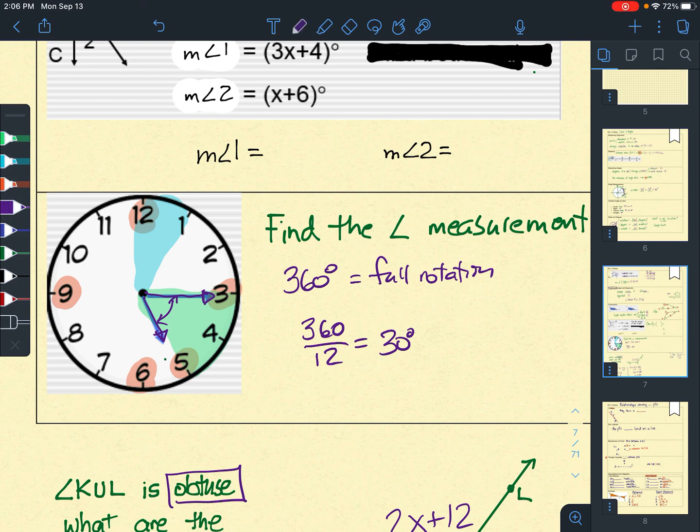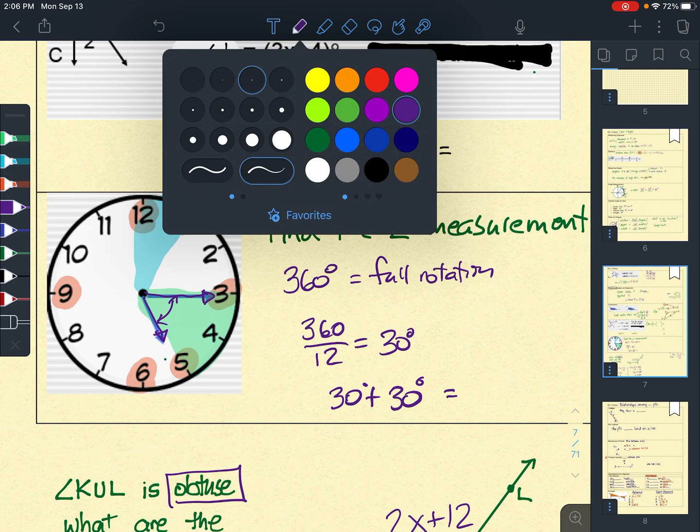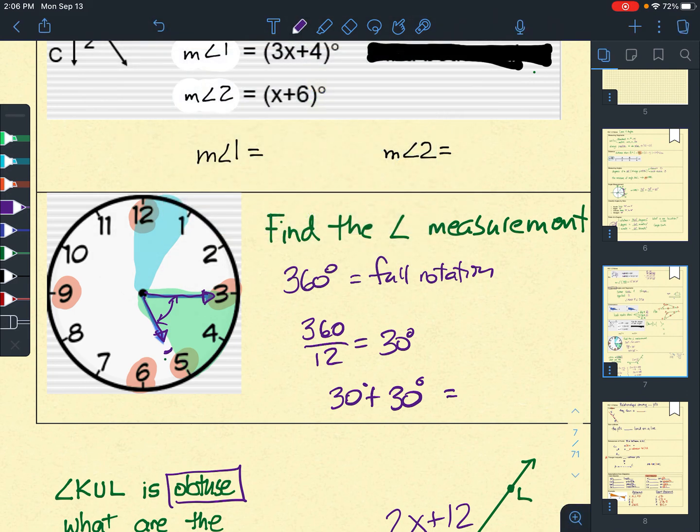So far I've got 30 plus 30. The temptation is to say 60 degrees and you're done, right? Does anybody know why the answer is not 60? Yes? Because it's 5:15. It's not 5 o'clock, right? The hour hand has moved a little bit. How far has the hour hand moved? That's our last piece of the puzzle. I need to figure out this little bit right here. How much is that? So I'm going to say 30 plus 30 plus something. I now need to figure out that portion.